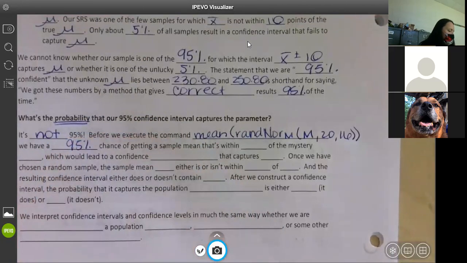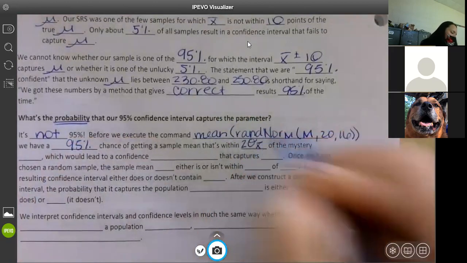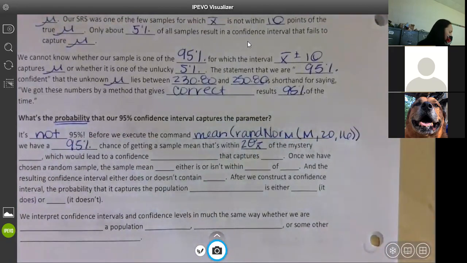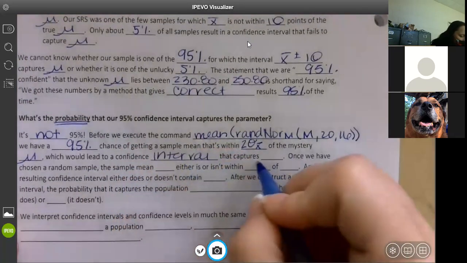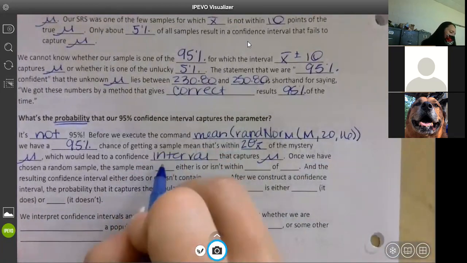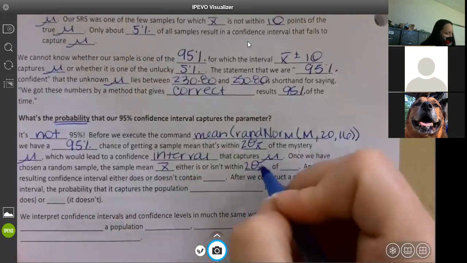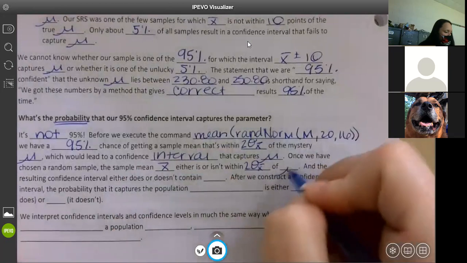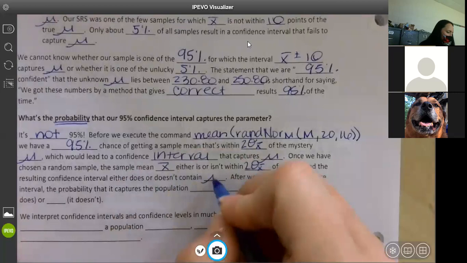We have a 95% chance of getting a sample mean that's within 2 standard deviations of the mystery population mean mu, which would lead to a confidence interval that captures mu. Once we have chosen a random sample, the sample mean X bar either is or isn't within the 2 standard deviations of mu. And the resulting confidence interval either does or doesn't contain mu.